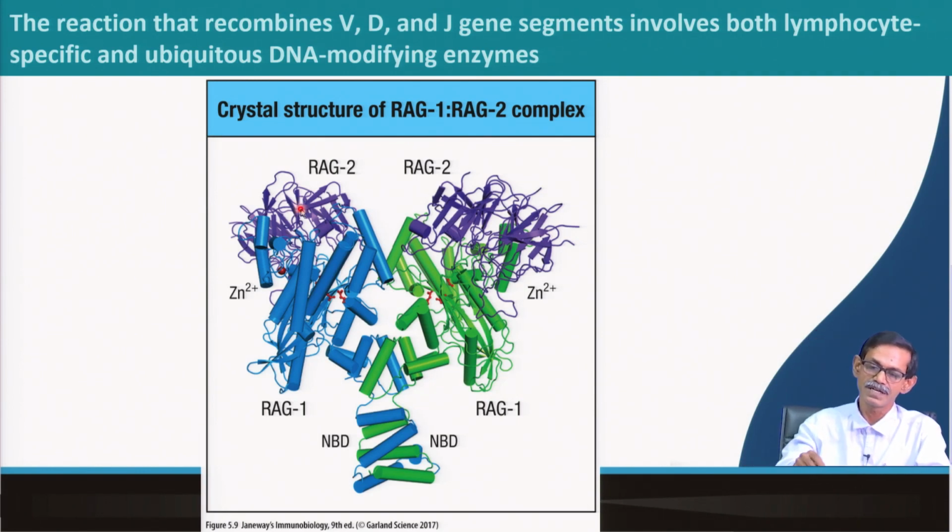This is how RAG1 and RAG2 look. This upper violet part is RAG2, and this bottom part, the green and red, is RAG1. Why am I showing you this? This is a crystal structure, just remember. RAG1 has a gene-dependent endonuclease activity. This is the active part of the enzyme, and this bottom tail part is the NBD. NBD stands for nonamer binding domain. Nonamer means the same repeat. Okay. You will see the next slide will be a little better to understand.